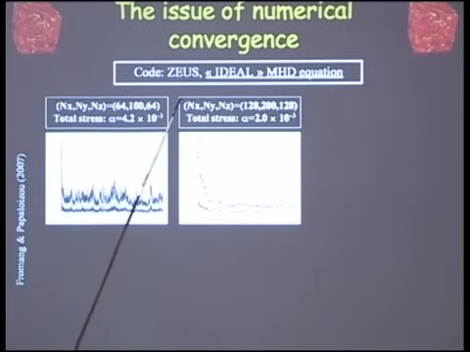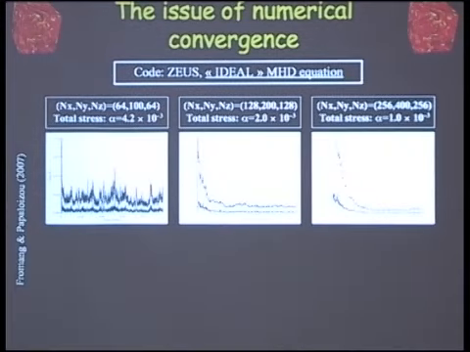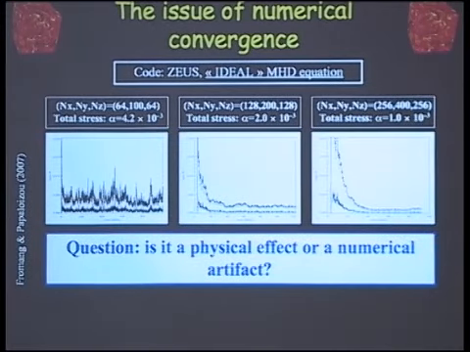And when I doubled the resolution, I saw that alpha was going down by a factor of 2. That's exactly the same simulation, just the resolution is increased. And when you double the resolution again, it seems to be going on. So the question is, is it physical or is it a numerical artifact? Does alpha go to 0 in real disks when the Reynolds number is very large? Or are you just seeing something numerical?